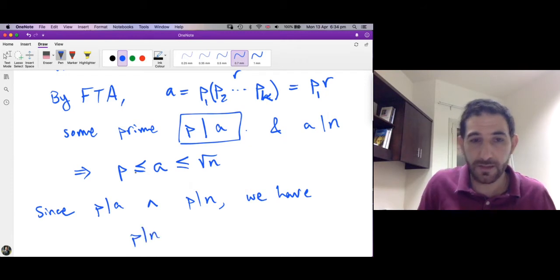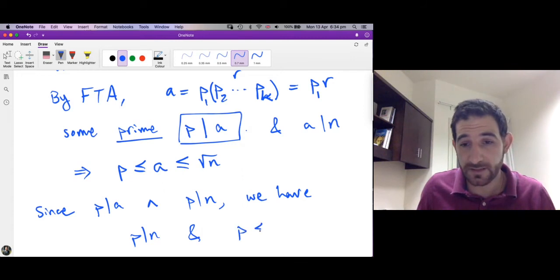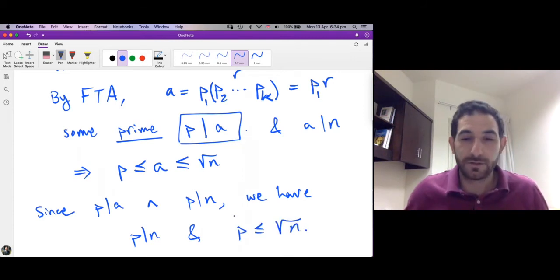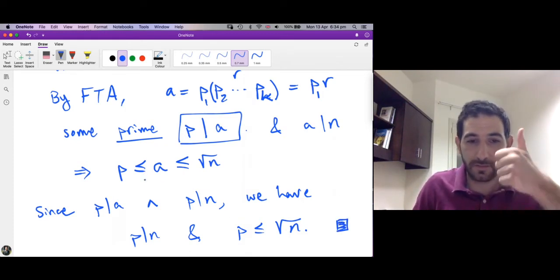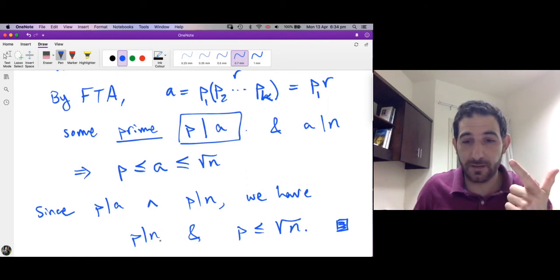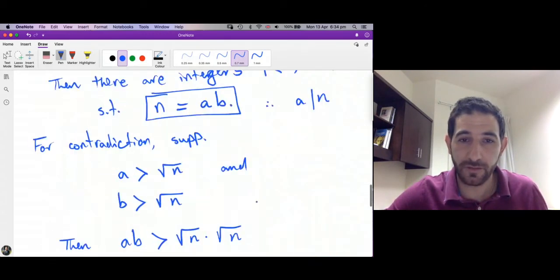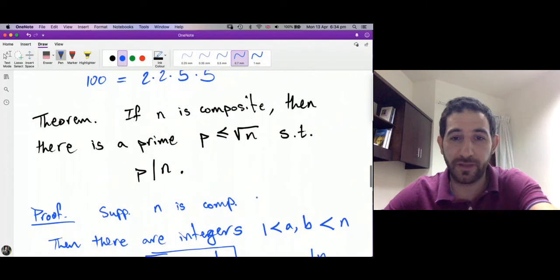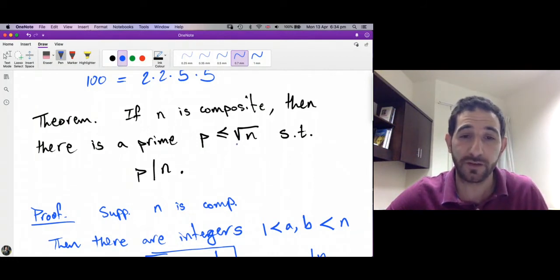So p divides n and p is a prime, and p is less than or equal to square root of n. So this finishes the proof. We found a prime p which divides n, and this prime is less than or equal to the square root of n, which proves the statement of the theorem. So if n is composite, then there must be a divisor which is prime and less than or equal to square root of n.